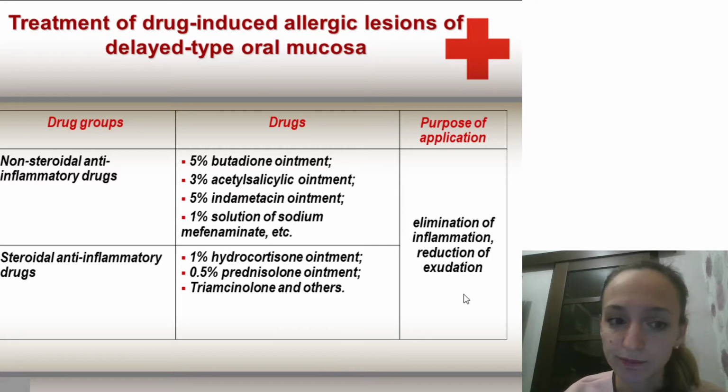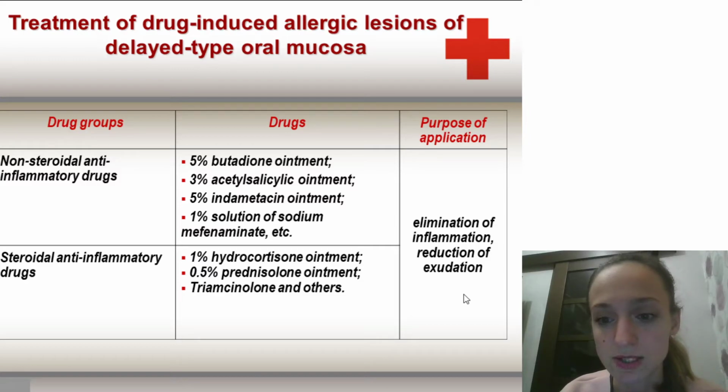Treatment, then anti-inflammatory drugs, for example hydrocortisone and prednisolone. These drugs eliminate inflammation and reduce exudation.